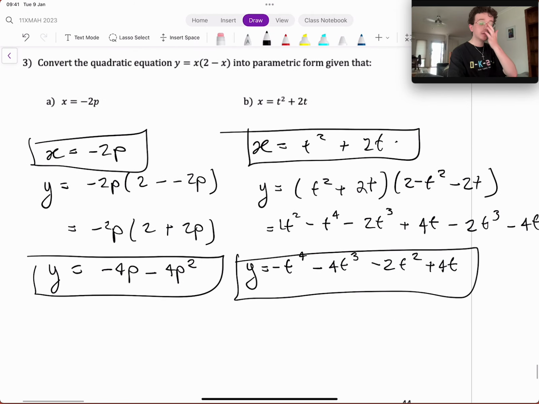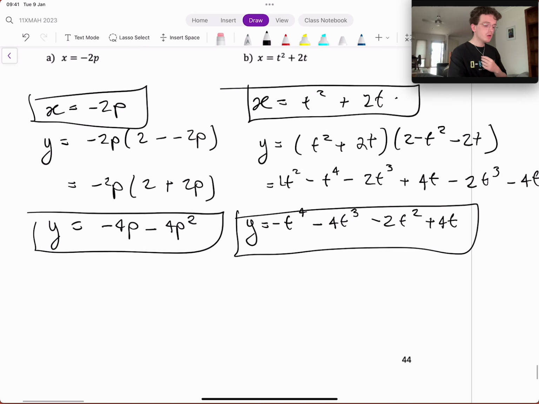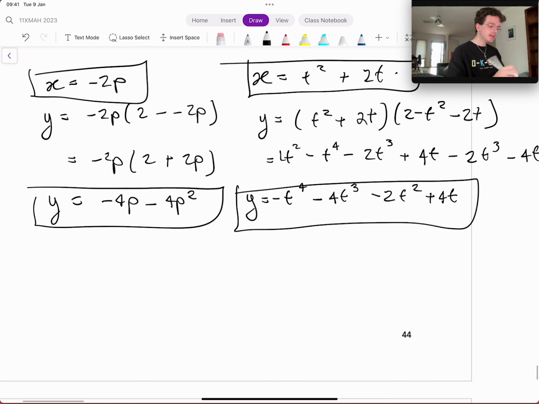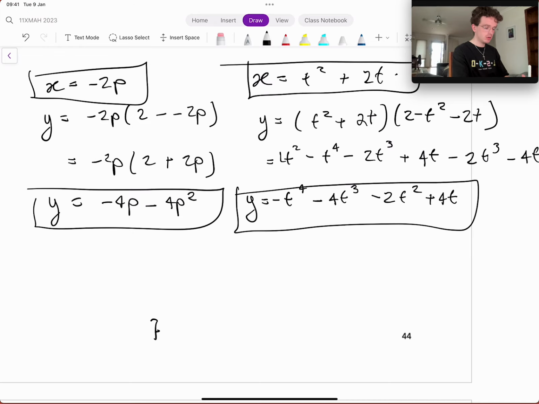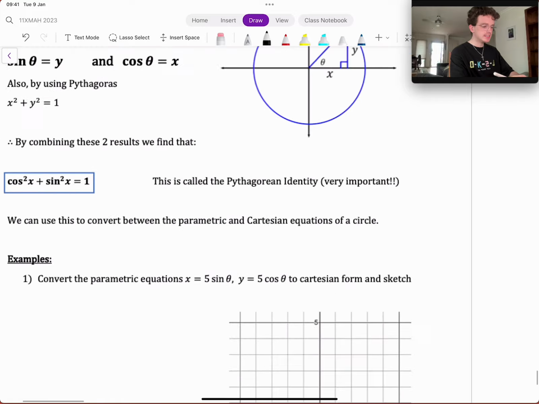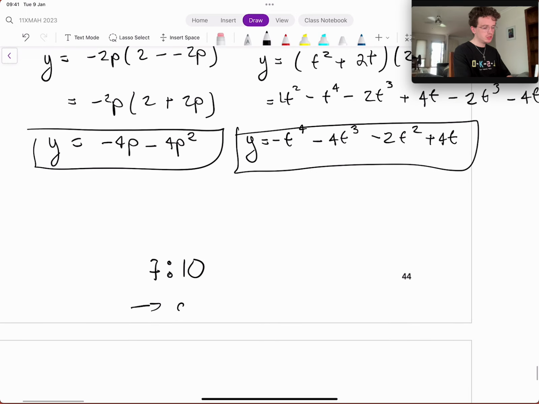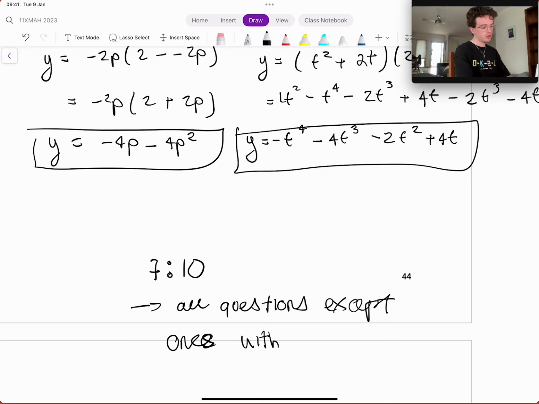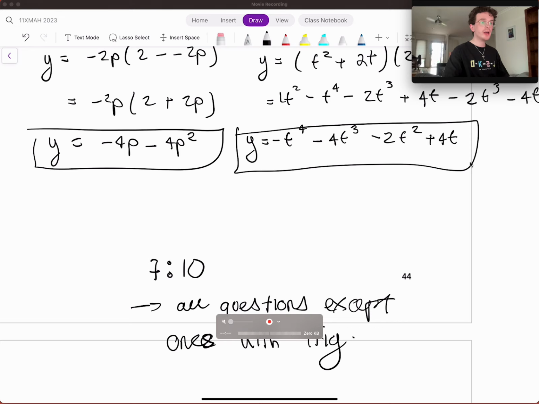Right, so that's all we did in that lesson. What I need you guys now to complete is exercise 7, I think it's 7.10. Let me double check. 7.10, and I need you to do all the questions except ones with trig, like sine, cos, or tan. So if you see any questions with sine, cos, or tan, please don't do them. Alright, I hope that makes sense.